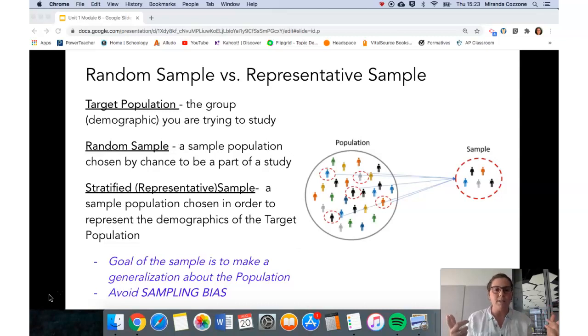Okay, so let's break this down thinking about online learning and our own school community. So let's say I'm a researcher and I want to know how effective online learning is for Carondelet and De La Salle students. My target population is Carondelet and De La Salle students. I want to be able to apply whatever I research to that population, all Carondelet and De La Salle students, okay? Two ways I can do this, a random sample or a stratified sample.